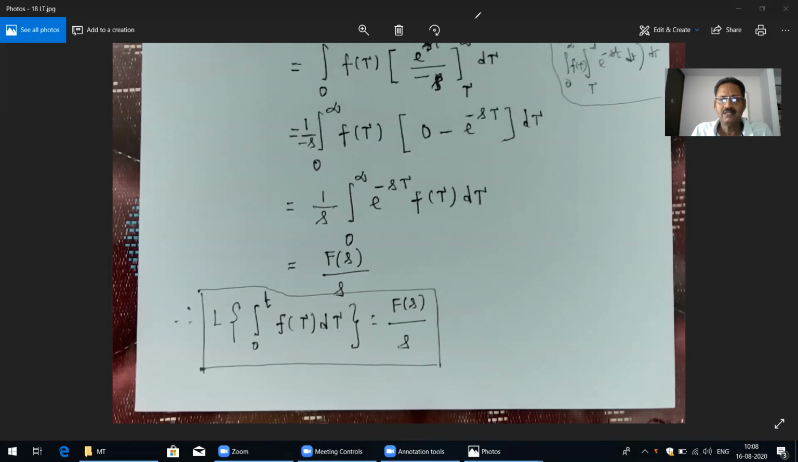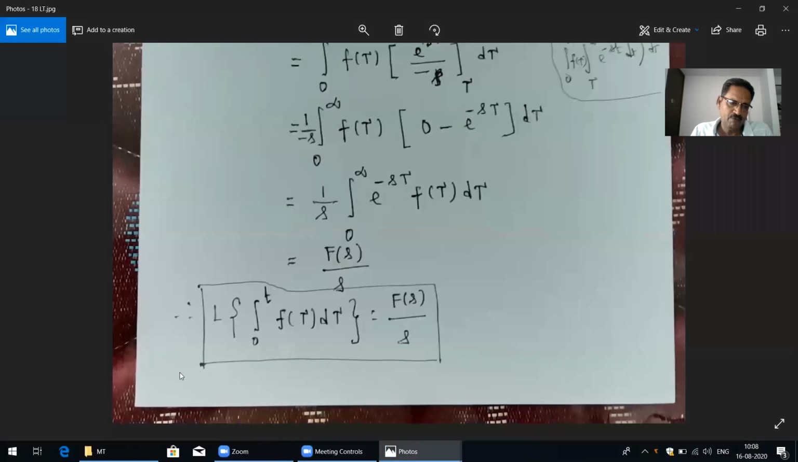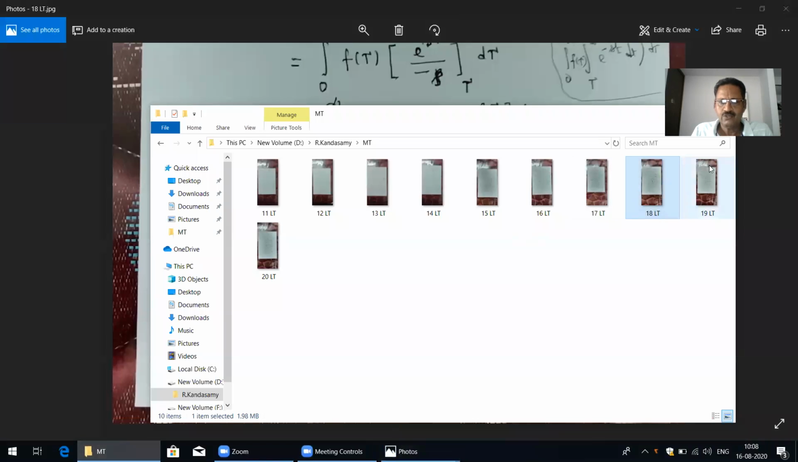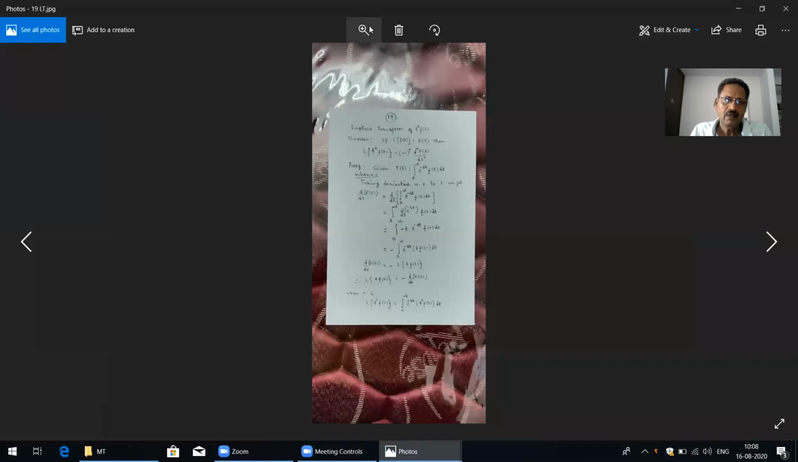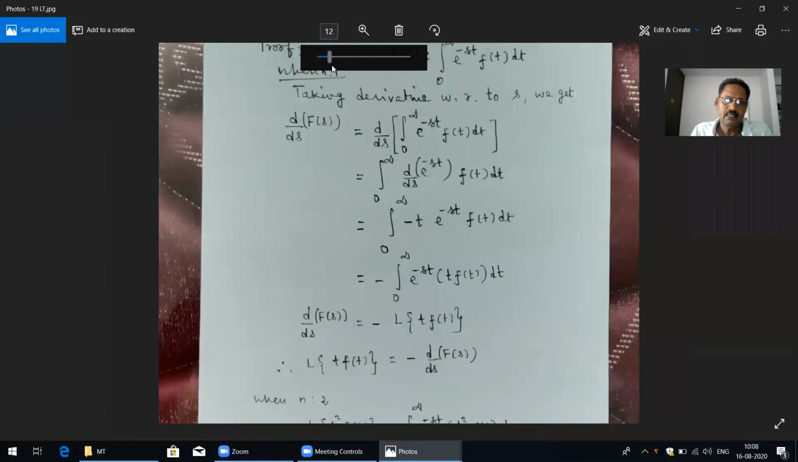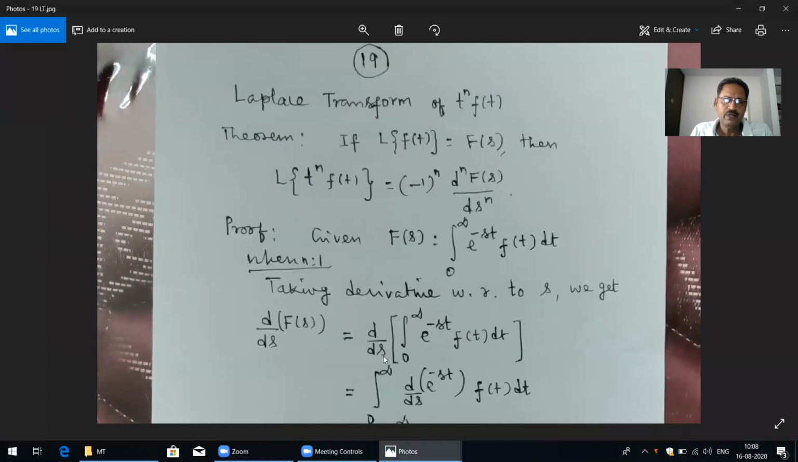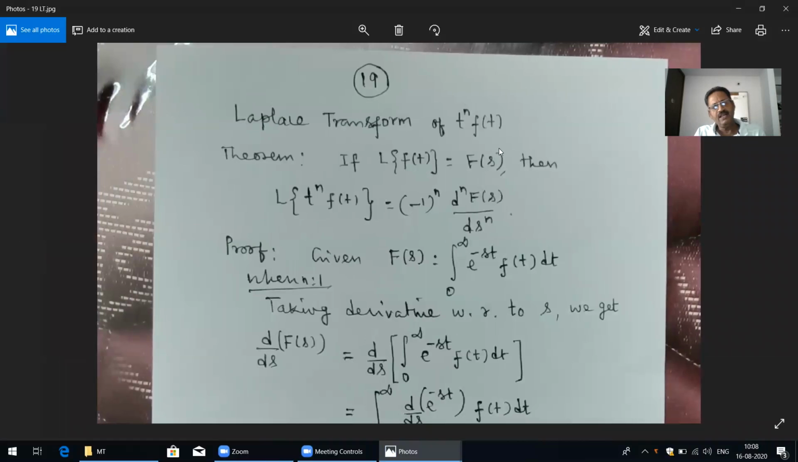Then after this, I am going to the next page. The next one is the Laplace transform of t power n into f of t. This one we have to prove. So what is the theorem here now? If the Laplace transform of f of t equals F of s, then the Laplace transform of t power n into f of t equals negative 1 power n, d power n over ds power n of F of s.